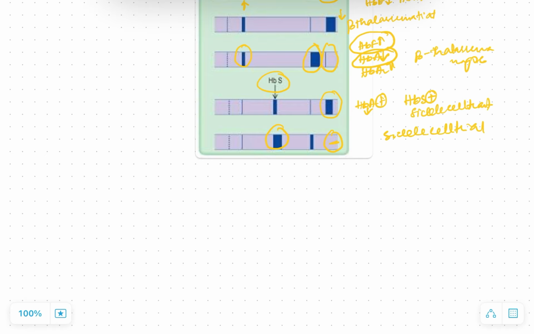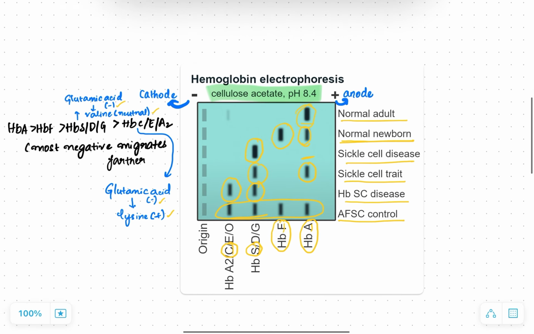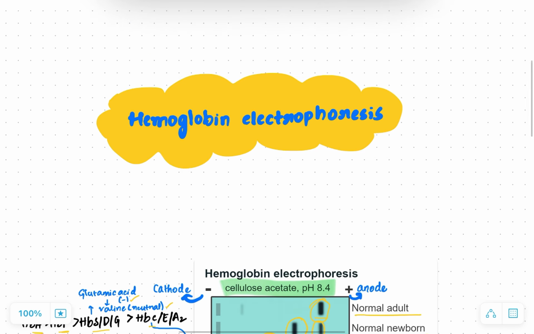So by knowing a simple electrophoresis diagram, we can diagnose a lot of conditions, and a lot of MCQs too. We have to remember only one dictum: the most negative charge will migrate the farthest. The order is HbA, HbF, HbS and HbC. So this is hemoglobin electrophoresis and MCQs based on this.